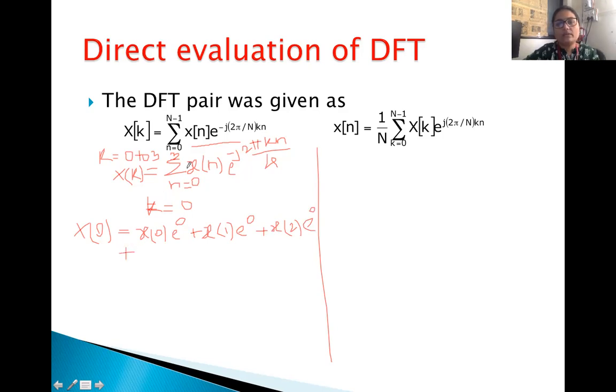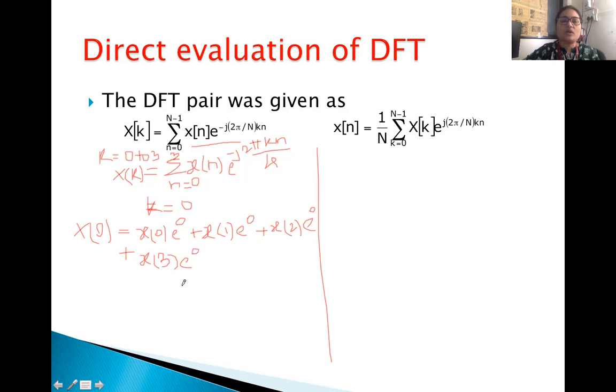What I will be having, n equal to 3, the next value of n. So n equal to 3. So I will be writing here x of 3. Now this exponential part we will talk about. So K is 0, n is 3. So ultimately it is going to be 0.